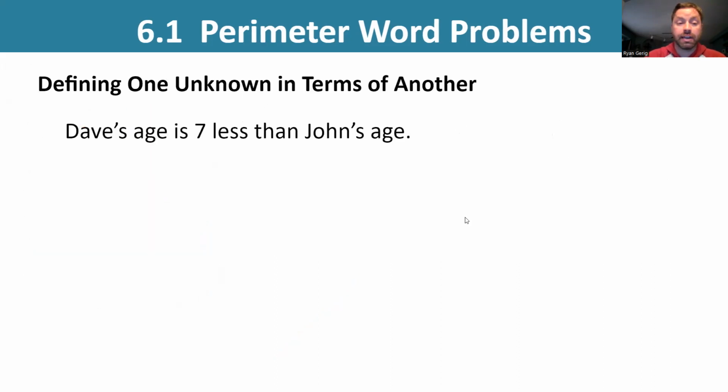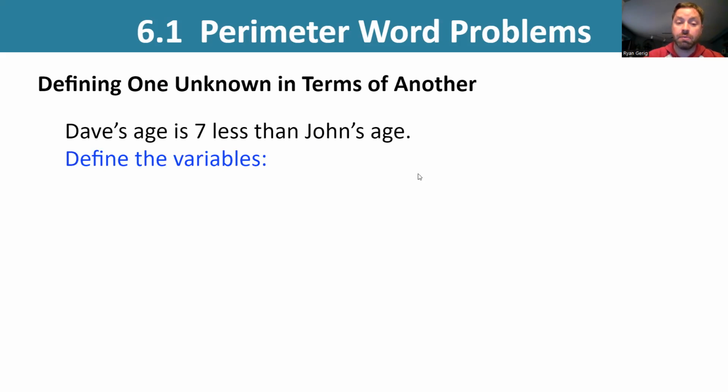First thing I want to take a look at is defining one unknown term in terms of another. So we have here just a statement. Dave's age is 7 less than John's age. We really can't answer how old Dave is or how old John is at this point. Why? Well, because we don't know either person's age. We don't know how old Dave is. We don't know how old John is. But what we do know is that there's a relationship between the two. Dave's age is 7 less than John's age. There's a relationship there. And we're going to define some variables to help us figure this out.